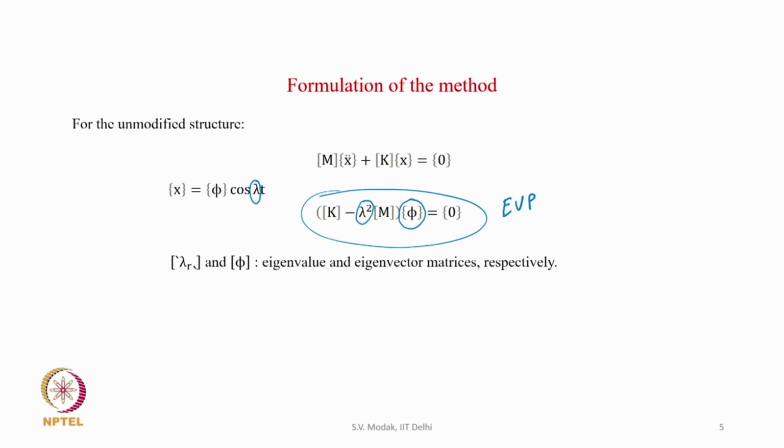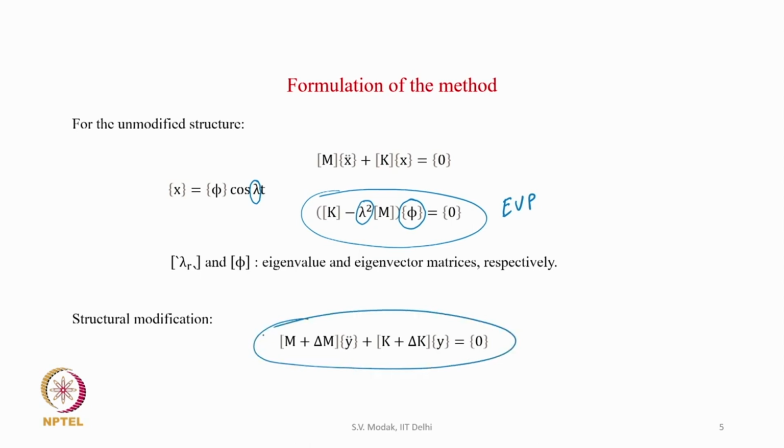Now, we introduce structural modification, and when that is introduced, we can write the equations of motion. Let us represent the displacement of the modified structure by vector y, so as to make a distinction from the motion of the unmodified structure, which has been represented by vector x. So, the equation of motion of the modified structure is: m plus delta m times y double dot plus k plus delta k times y is equal to 0.